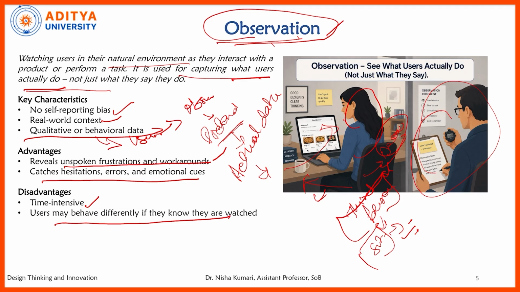Also, users may behave differently if they get to know that someone is watching them, because it is one of the human natures. Once you get to know that someone is watching you, you will start pretending. Even if you do not realize that you are pretending, somehow you will start pretending.